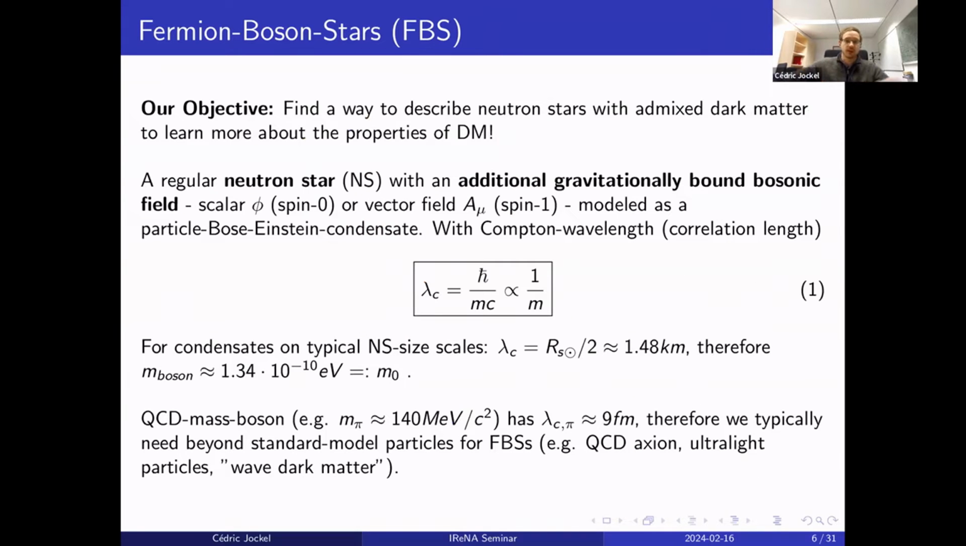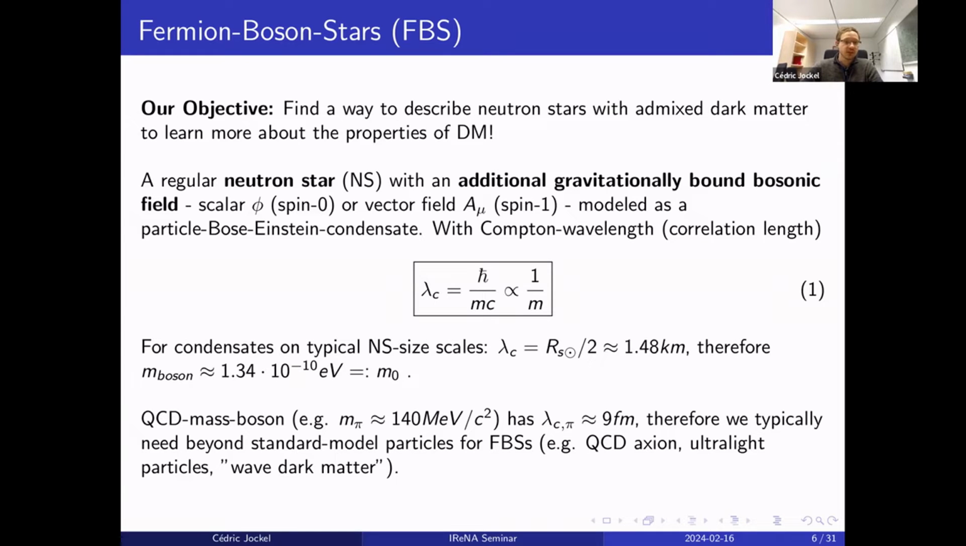So our objective now, what do we want to do? We want to find a way to describe neutron stars, but also include dark matter. And then we want to use this information to learn more about the properties of dark matter. So what we'll do now is we take a regular neutron star and then add an additional gravitationally bound bosonic field. By bosonic field, what I mean is you could either have a scalar field, or you could also have a vector field, which are both cases that we studied.